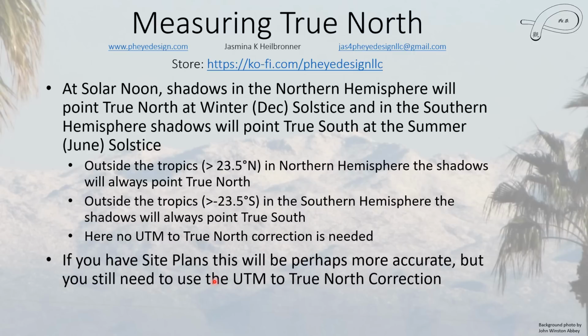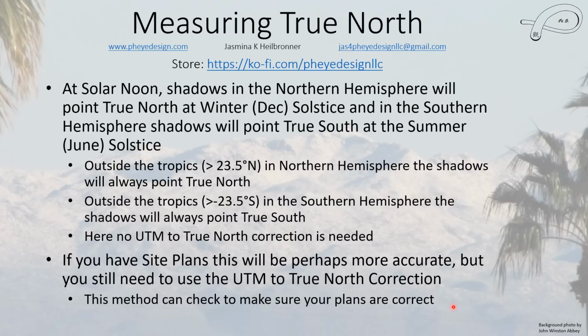Now, if you do have site plans, this could be more accurate, but how accurately they actually build your house is sometimes a bit of a question. And there you would still have to use the UTM to true north correction in your plans because the site plans also use UTM north, not true north. But this method here can be used to check to make sure that your plans are correct. And this is something you can do. Of course, you have to go kind of backwards with the true north to UTM correction, so it's a little tough, but you can check it.